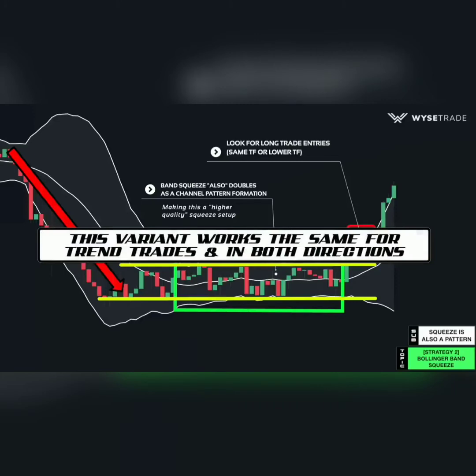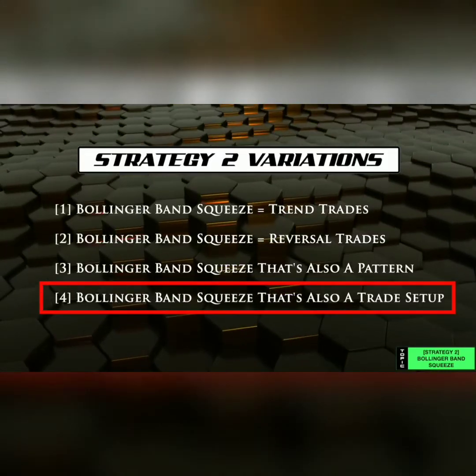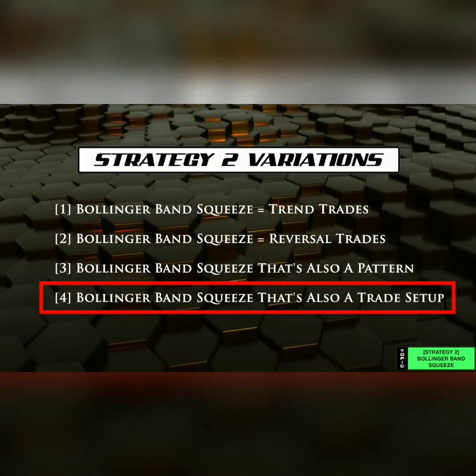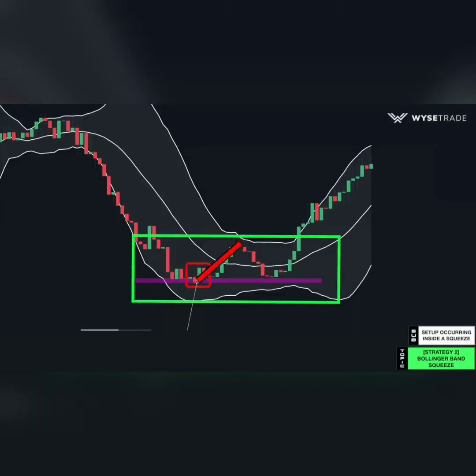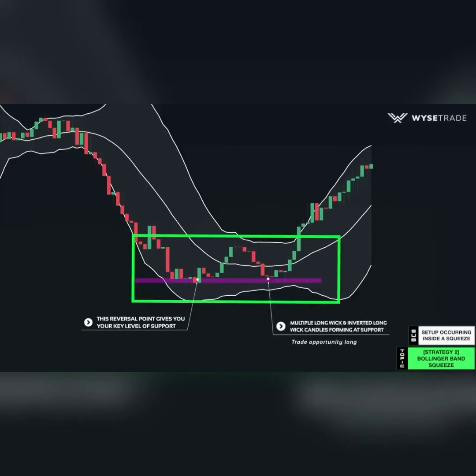So next, a Bollinger Band squeeze that is also a trade setup. You have your moving downtrend, and your bands start squeezing together. This reversal point here gives you your support level. As price came back down, you had multiple candlestick patterns form right at the support level, giving you a long trade setup. Now, notice how this long trade setup is occurring inside of the Bollinger Band squeeze, which makes this a high quality reversal trade setup.